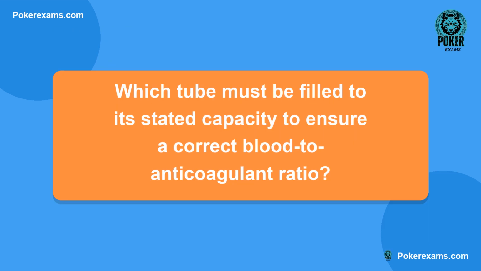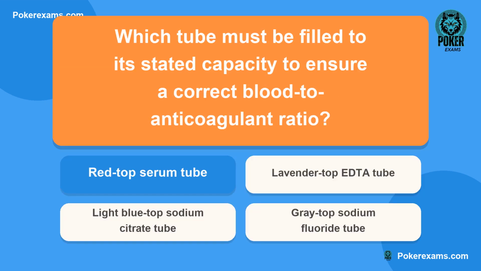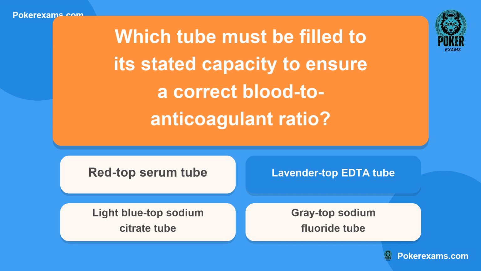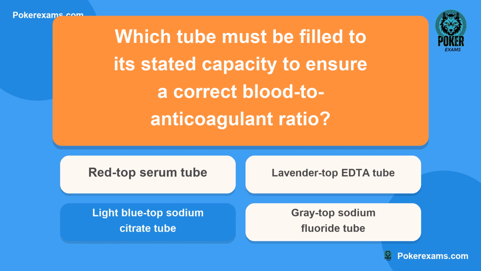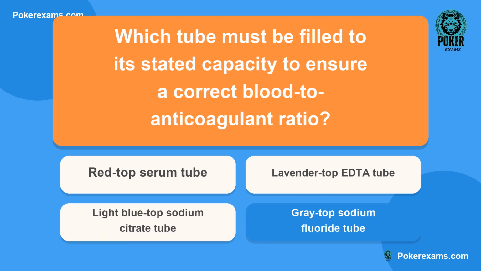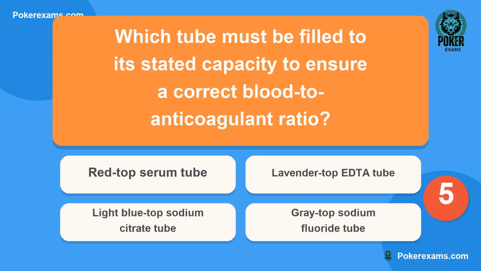Next question. Which tube must be filled to its stated capacity to ensure a correct blood-to-anticoagulant ratio? Is it A, red top serum tube? Or B, lavender top EDTA tube? Could it be C, light blue top sodium citrate tube? Or lastly D, gray top sodium fluoride tube?